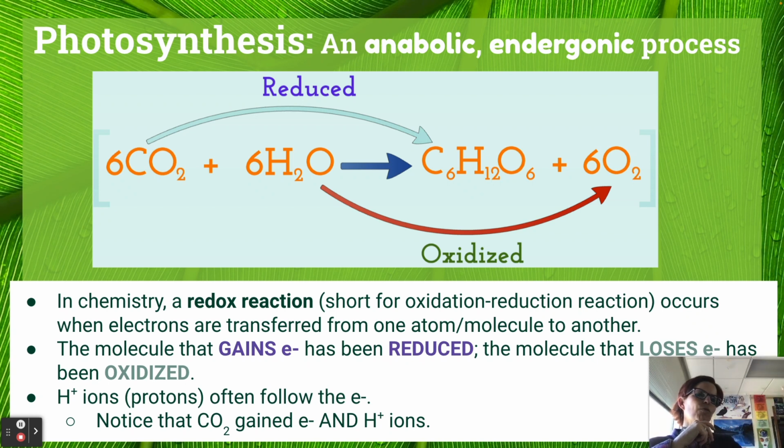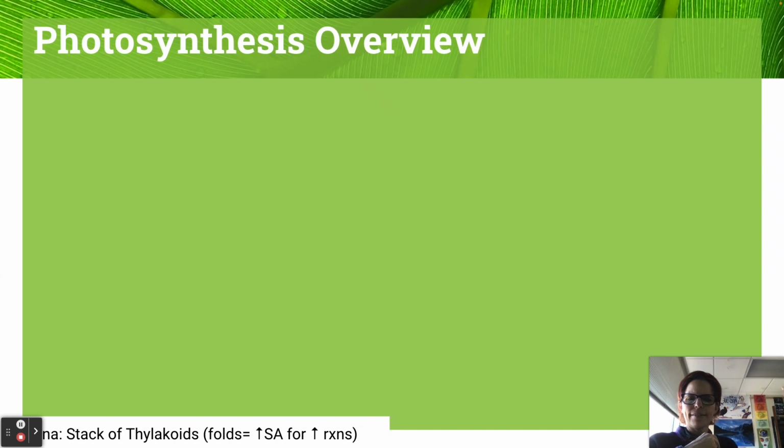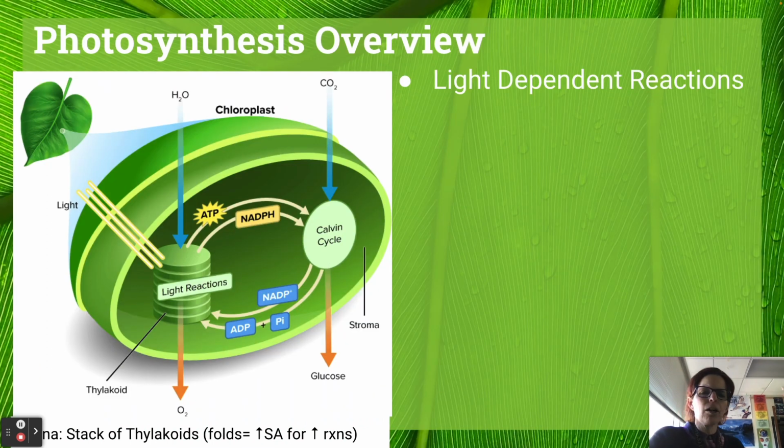Follow the arrow over. It's really hard to see the electrons because we don't show you the electrons, but what did get added to the carbon dioxide? Hydrogen. Okay, they followed the electrons. And so that's how we know that it was reduced, that that was the molecule that was reduced and the water was oxidized.